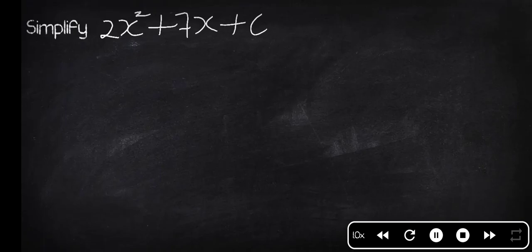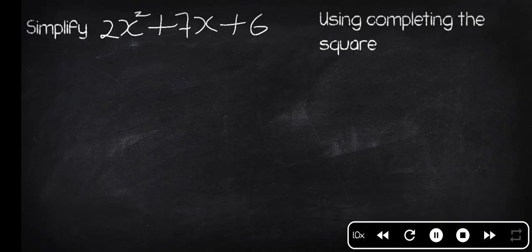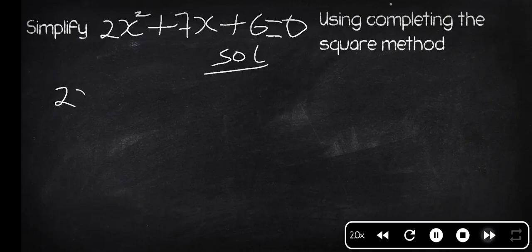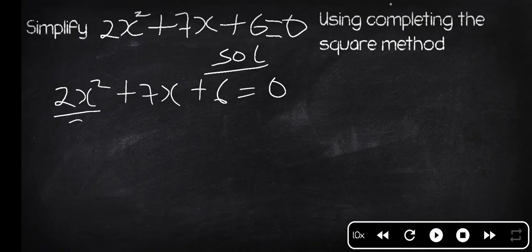This mathematics is fun. So welcome to another episode. Let's assume you're given a problem to solve: solve or simplify 2x squared plus 7x plus 6 using the completing the square method. How do we solve this? It's very simple. Let's say the question is now equal to 0. So the solution is: 2x squared plus 7x plus 6 equals 0. So what's the first thing to do?